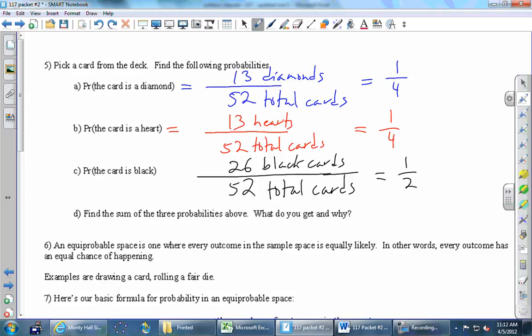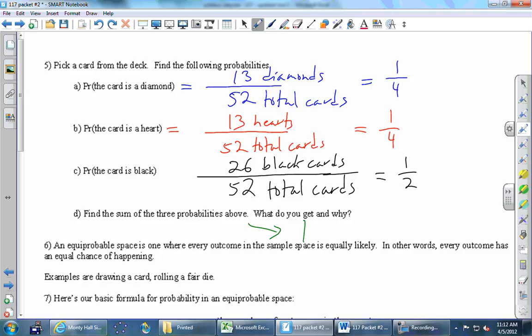Either way, what do you get when you add them all up? You get 52 out of 52, which is also 1. You get 1. Why do we get 1? Right. Every card is in there somewhere, right? Every single card is in there. So if I said, pick a card from the deck, what's the probability that the card is a diamond or a heart or black? 1. I've described every single card in the deck. You're going to pick one of them.